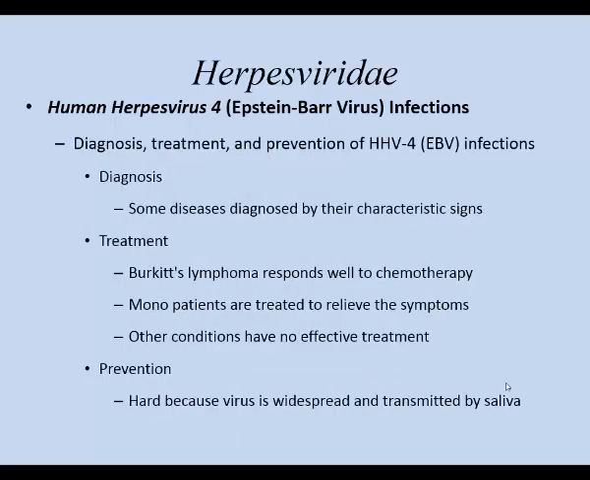The diagnosis for some diseases is again by very characteristic signs, like you see with mono. But then there are also cancers that are produced, and for the treatment of Burkitt's lymphoma, you have to take chemotherapy treatments. Mono patients are just treated to relieve the symptoms so that the body can then take care of the infected B lymphocytes on its own. Other conditions actually don't have any effective treatment. There's a lot of research going on with the Epstein-Barr virus right now, trying to understand how it can activate cancer genes. And it's hard to prevent this virus from being spread because it's very widespread and transmitted by saliva, so it's easy to transmit to people. And of course, if you've ever heard of mono being called the kissing disease, you understand why that's so easy to transfer.